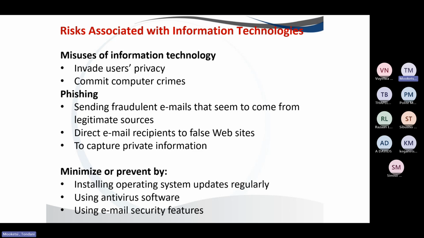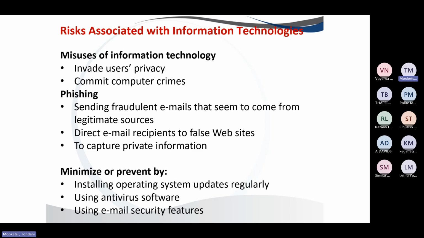So I'm sure many of you have heard by now, or maybe you have even experienced it yourself personally, the different risks associated with using information technologies. In today's world, everything that we're doing is online. And although it makes life very easy because you can access anything at the click of a button, there are a lot of risks associated with the use of information technologies. So the misuse includes invading of users' privacy and different computer crimes that are done online. If you have some examples, you can just put them in the chat for me, then we can talk about it.